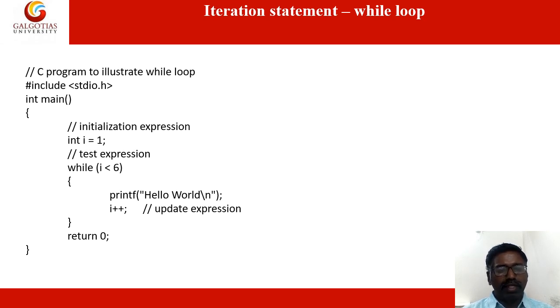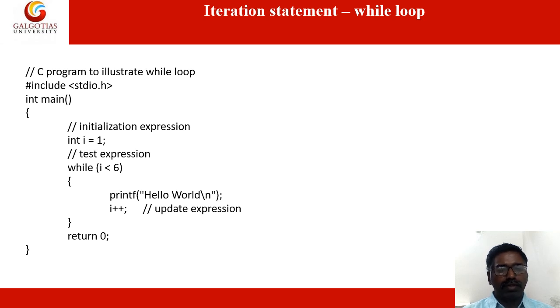And then this i plus plus is the updation operation. Without this updation operation, what happens? This while loop will become infinite, since at the time of initialization i is 1 and the test is i less than 6, we print hello, and then without this update expression, i is always less than 6, so it will keep on repeating this loop. So don't forget to give this update expression inside the while.